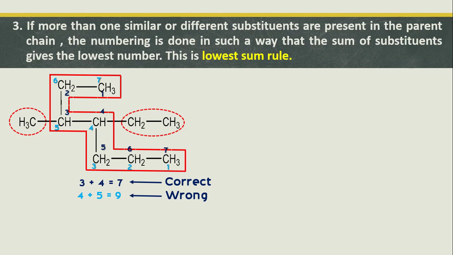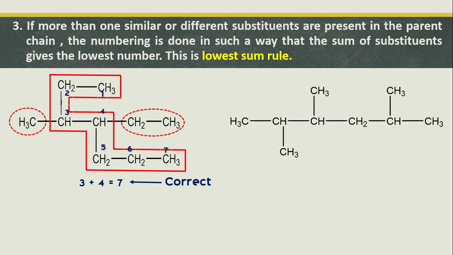So, the lowest possible sum is to be used here. This is called the lowest sum rule. So the substituents on the lowest possible positions or lowest numbers are selected, and this numbering is correct where the sum is 7. Similarly, another example: here there are three substituent groups.